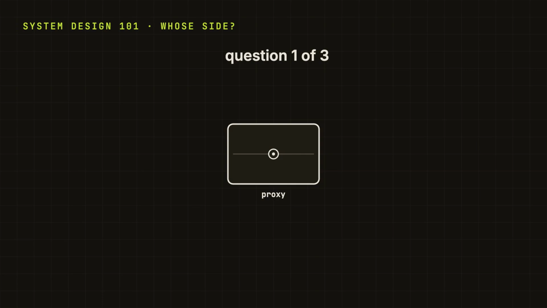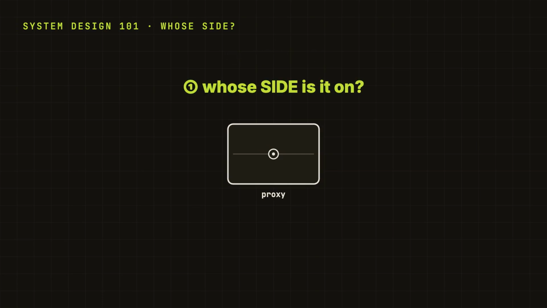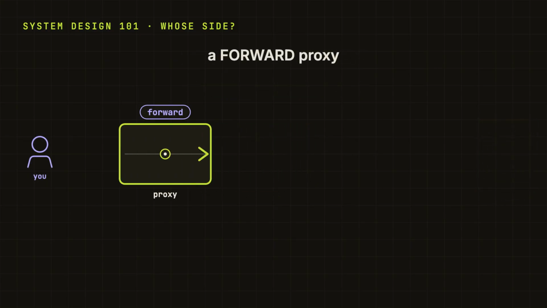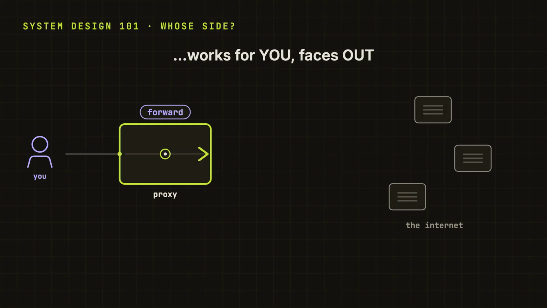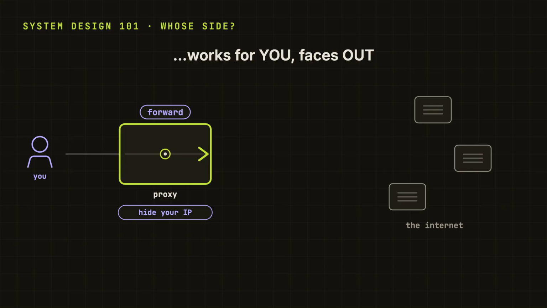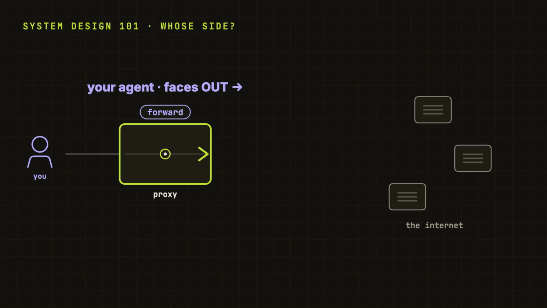So, question 1, and it is the big one. Whose side is the middleman standing on? Because that is the whole difference between a proxy and a reverse proxy. A plain forward proxy sits in front of you, the client, and works on your behalf, going out to the internet. That office box we just used, that is exactly this. It filters which sites you can reach. It caches common things. It hides your address from the sites you visit. It is your agent, facing out.